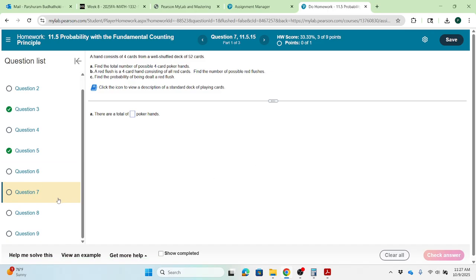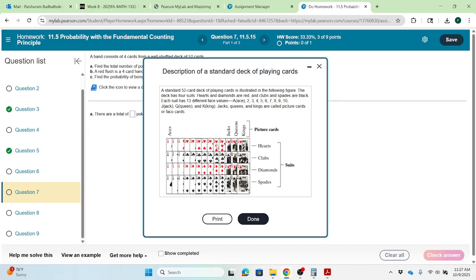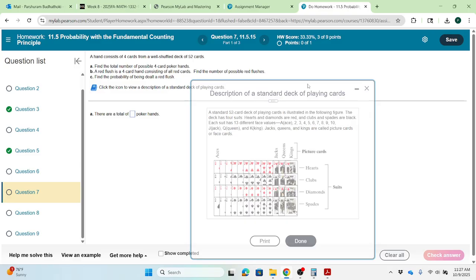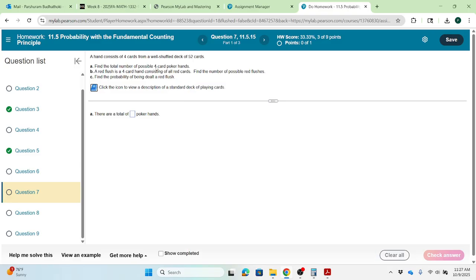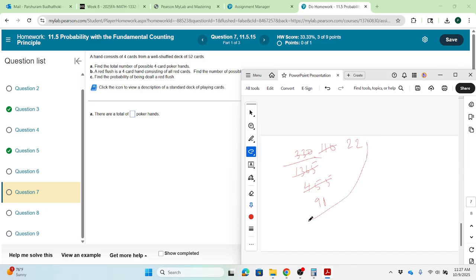Okay, last question. A hand consists of 4 cards from a well shuffled deck of 52 cards. Look at here. This is 52 cards. There are 4 different suits, 4 different colors, and different cards. Now the question is, find the total number of possible 4-card poker hands. So 4 out of 52, what is the total number of possibilities? That's the combination of 4 out of 52.